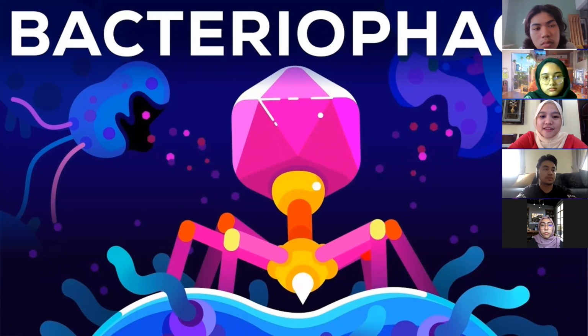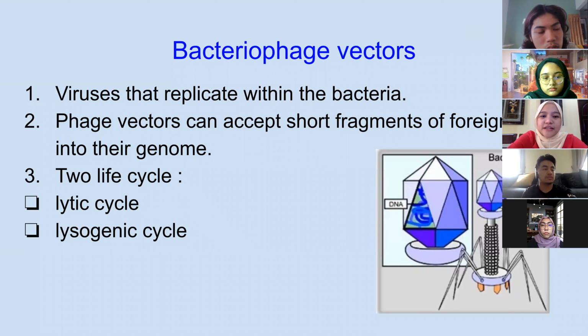Okay, so my next part is bacteriophage vector. Bacteriophages are viruses that replicate within bacteria. Phage vectors can accept short fragments of foreign DNA into their genome. They can undergo two life cycles, which are the lytic cycle and the lysogenic cycle. Examples are lambda phage, M13 phage, T4, T7 phage, and etc.